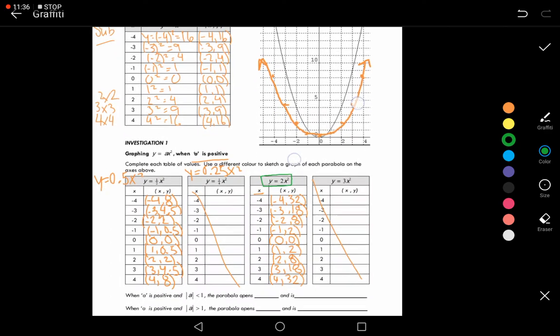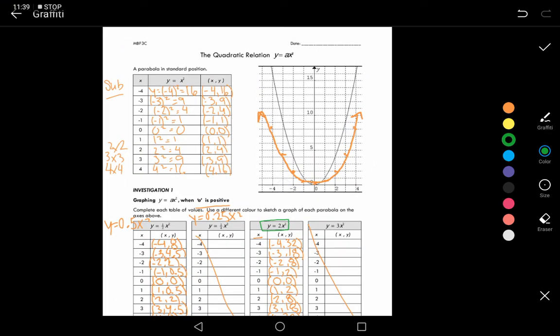Okay, so we're not going to be able to plot (-4, 32) because our graph doesn't go that high. We're not going to be able to plot (-3, 18). Again, our graph doesn't go that high. So we're going to start with (-2, 8), and I'm just going to put a point there. (-1, 2), I'm going to point there. (0, 0). (1, 2). And (2, 8). Okay, so again, I can't plot any of the other points because they are too large.